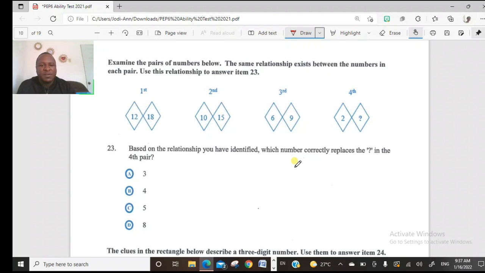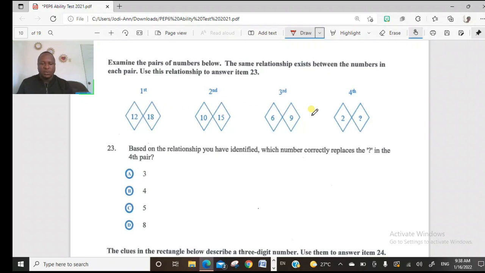Moving on, examine the pairs of numbers below. The same relationship exists between the numbers in each pair. Use this relationship to answer item 23. So in the first pair we have 12 and 18, 10 and 15, 6 and 9. I don't know if it's because I'm mathematically inclined that I can see that all these terms are in the ratio 2 to 3. Maybe you can't see it at your level.